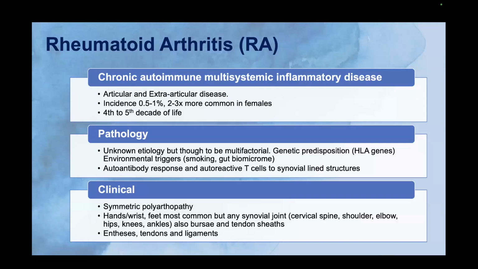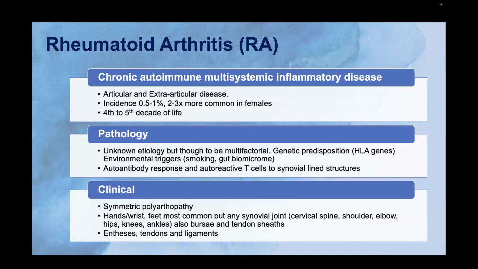Rheumatoid arthritis is a chronic autoimmune inflammatory disease. It affects both joints and extra-articular locations. It's more common in females, usually in the later 4th to 5th decades of life. It's of unknown etiology, but it's thought to be multifactorial. It's associated with the HLA genes, and there is an autoimmune response by T cells to synovial lined structures, which is why it's often involving the ligaments or capsules of the joints, and then also tendons and entheses.